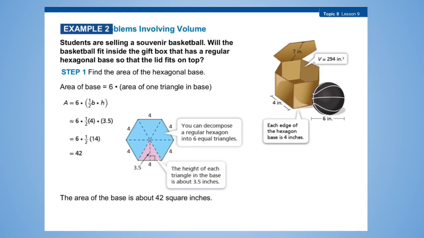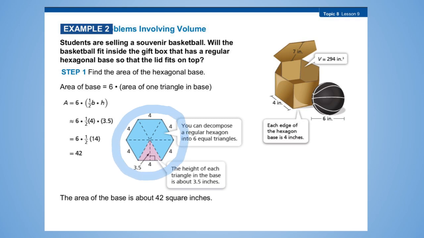All right, this is example number 2 at the top of page 489. It says students are selling a souvenir basketball. Will the basketball fit inside the gift box that has a regular hexagonal base so that the lid fits on top? Okay, so the first thing you need to know is that a hexagon is made up of 6 triangles. So if you look at this picture right here, you can see our 6 triangles.